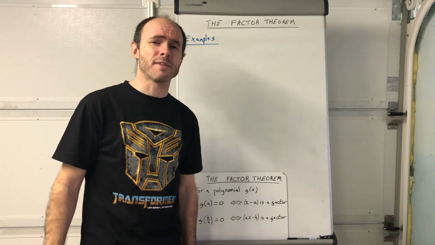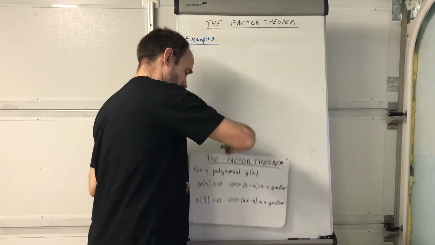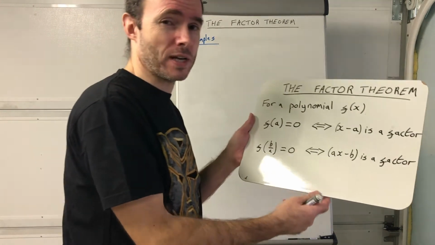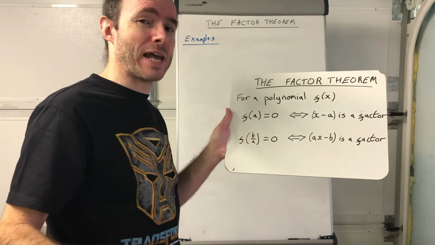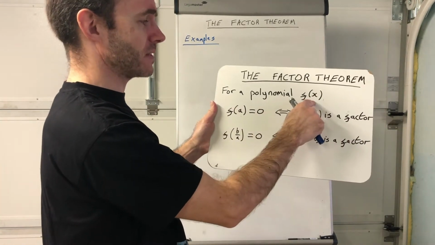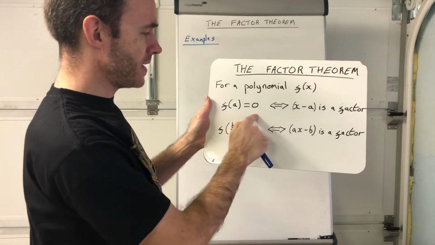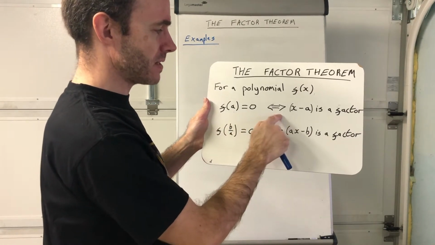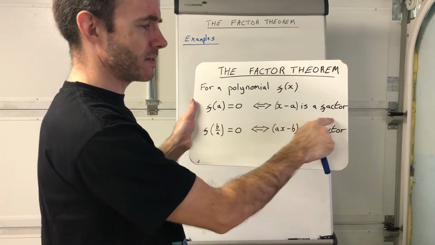What actually is the factor theorem? Well, I've written it down here for you and I'm going to show you. This is really what the factor theorem is, I've just simplified it a little bit. For a polynomial function f of x, if f of a equals 0, this implies x minus a is a factor.